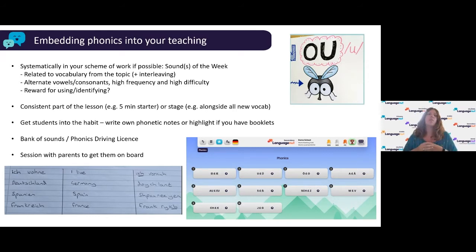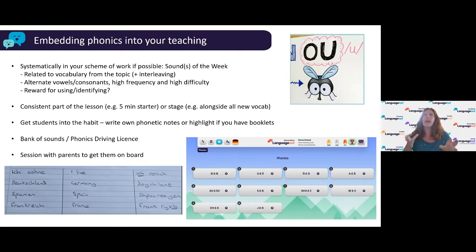So thinking about if you might have a sound of the week, try to make that sound or those sounds related to the vocabulary as much as possible, obviously to make your life a bit easier. So for example, if you're teaching French and you're doing the topic of family, you might have an sound, so you have mère, frère, père, that sound comes in all the time. If you're teaching German and you're doing the weather, then V is a really good one to have, because you have Wie ist das Wetter heute, im Winter ist es windig. So you can find sounds that really go with the vocabulary that you're teaching as much as possible.